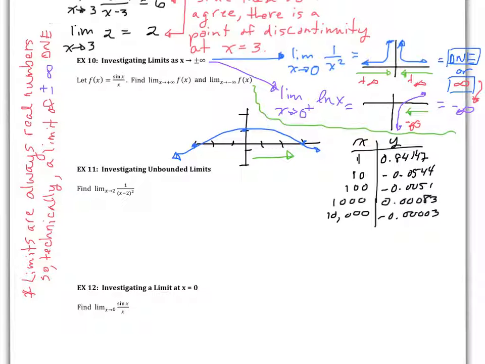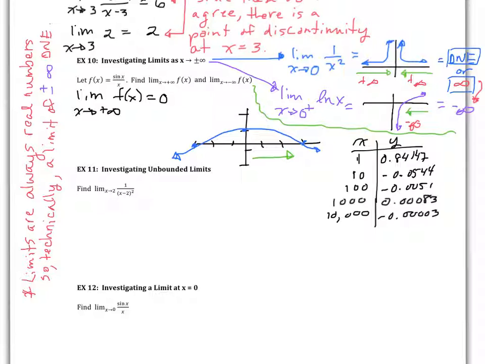So the limit as x approaches, and I'm going to make it really clear that I'm approaching positive infinity by putting a plus infinity there. Your book likes to leave it off, but I'll always put the plus there. And I'm just going to put f of x here. It is approaching 0.